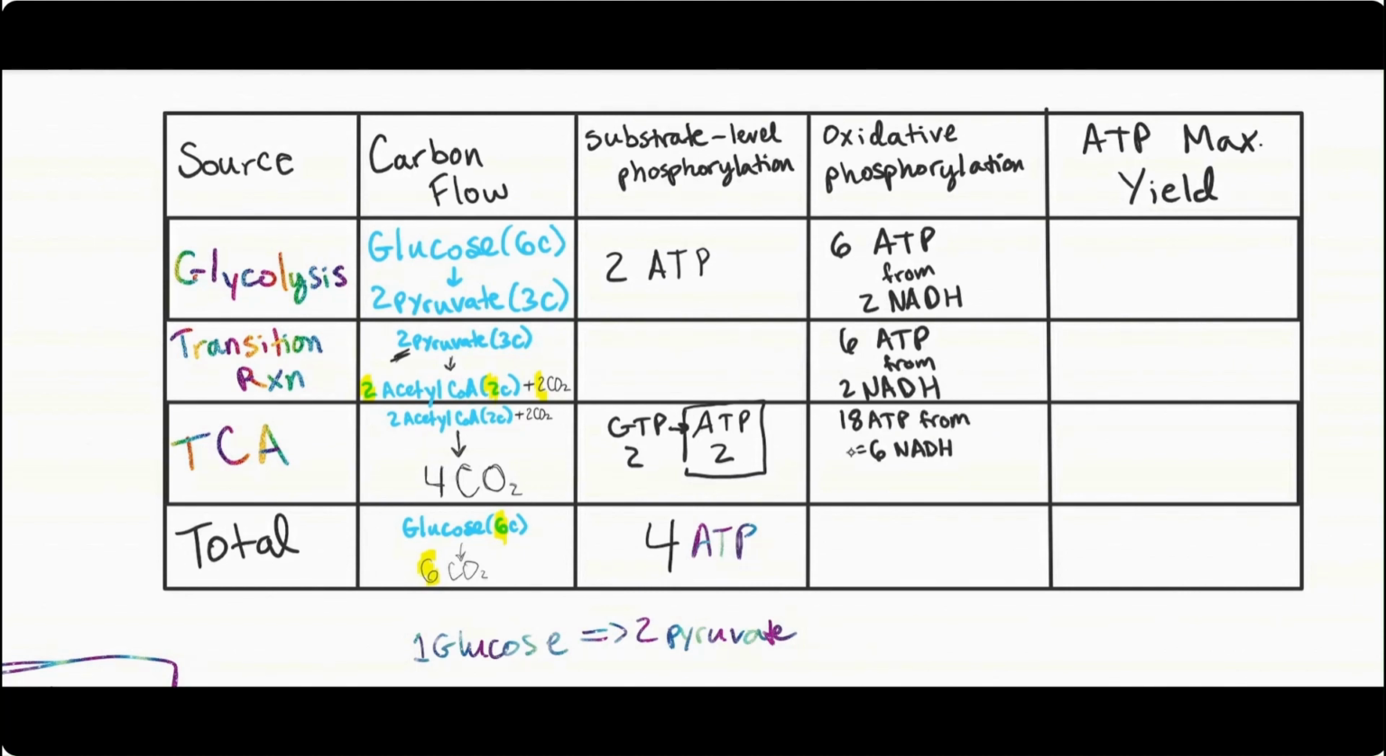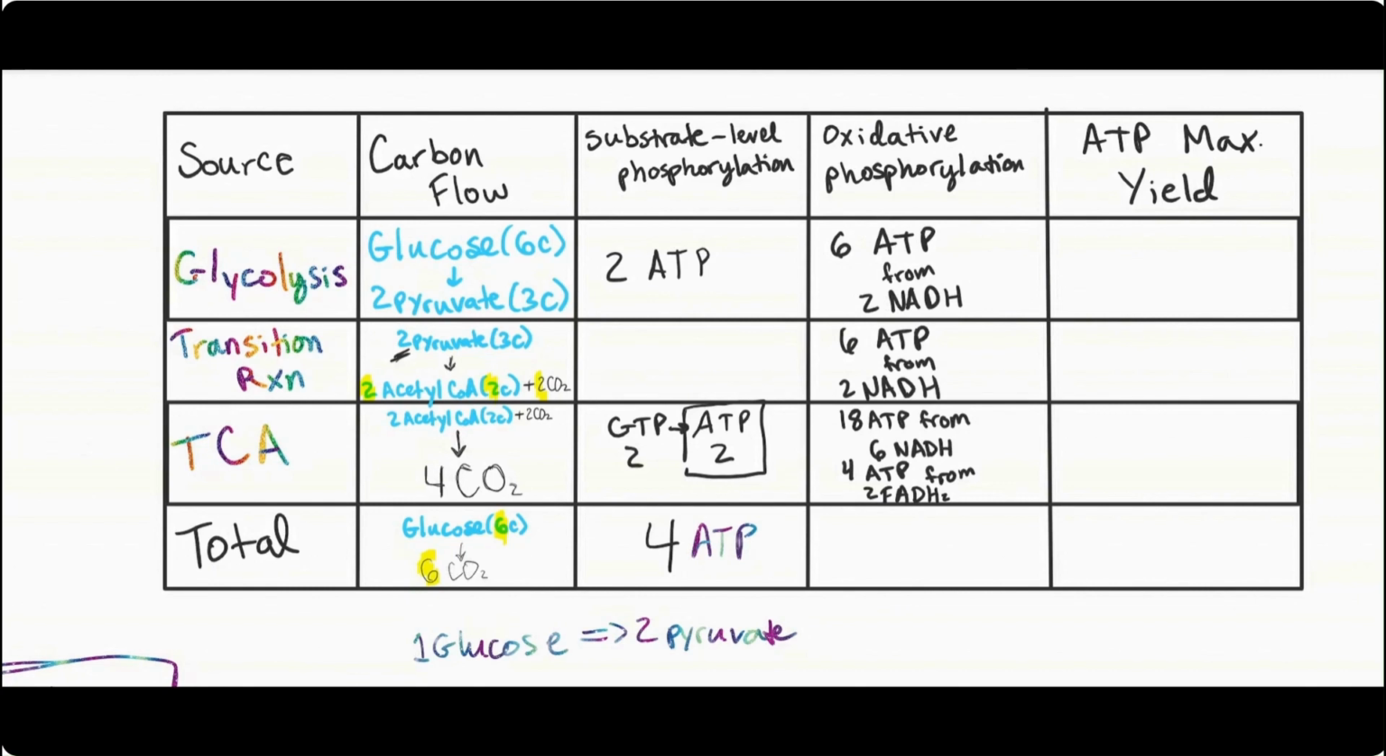And then for each cycle, we produce 1 FADH2 molecule. But again, we're dealing with 2 cycles, so we are now dealing with 2 FADH2 molecules. And for every FADH2, we get 2 ATP about. And so that would mean we get 4 ATP from our 2 FADH2 molecules. Make sense? So now adding all of this together, I'm going to go ahead and highlight our different ATP amounts.